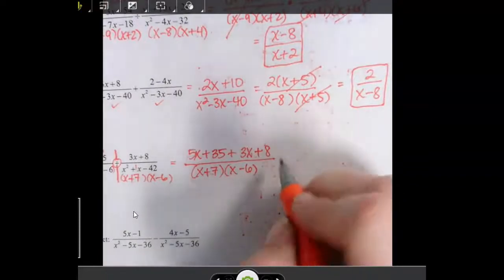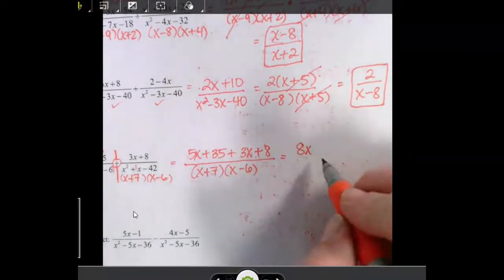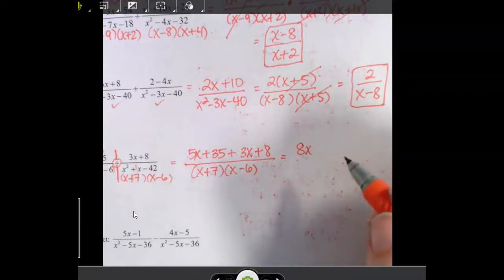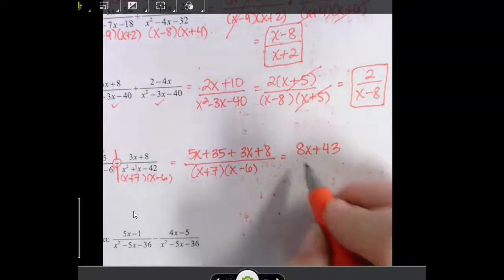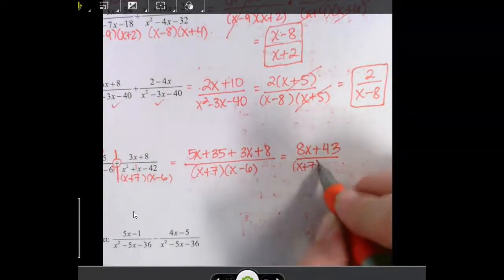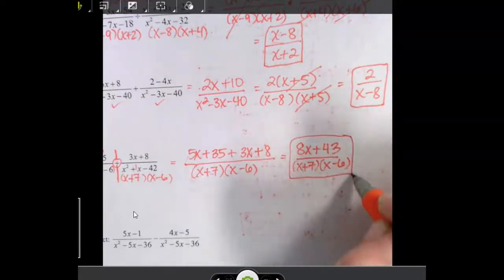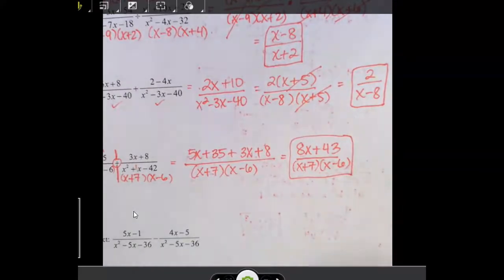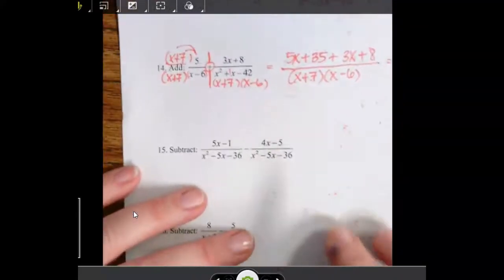So all I have to do now is just combine like terms in my numerator. So 5x plus 3x is 8x. 35 plus 8 is 43. And I leave my denominator factored. Almost always you're going to see denominators like this still factored into two binomials. Okay, so our last two questions are subtraction.